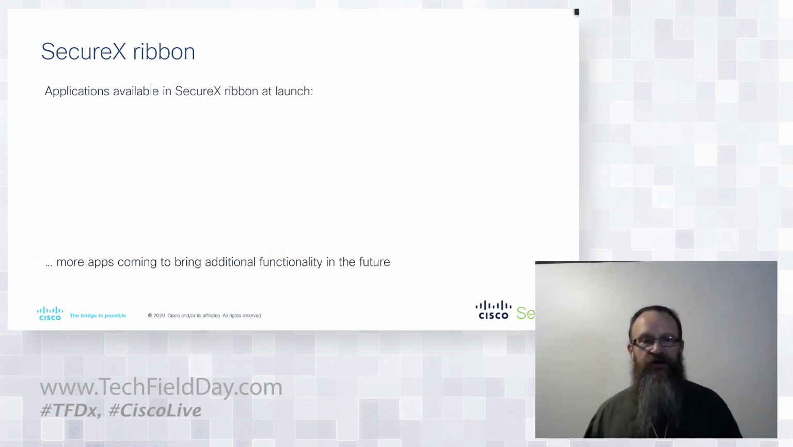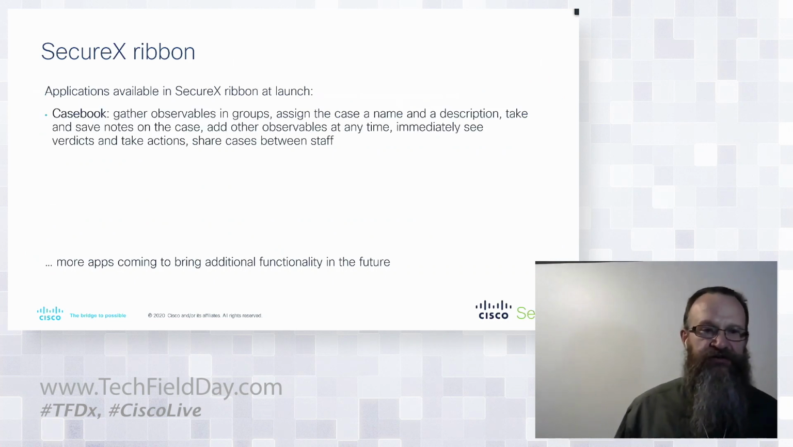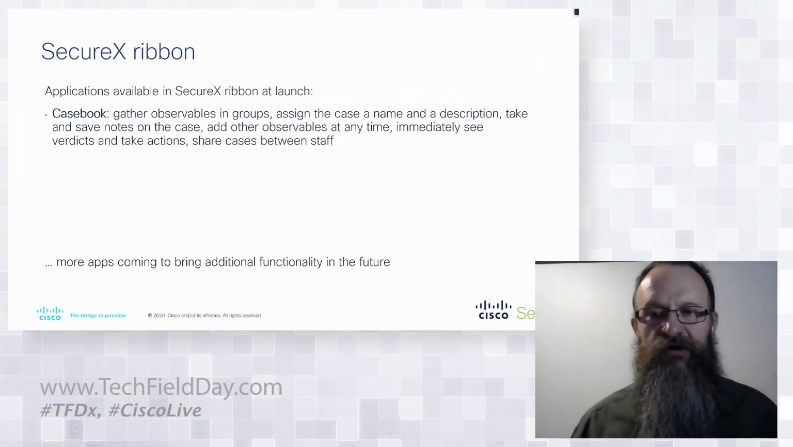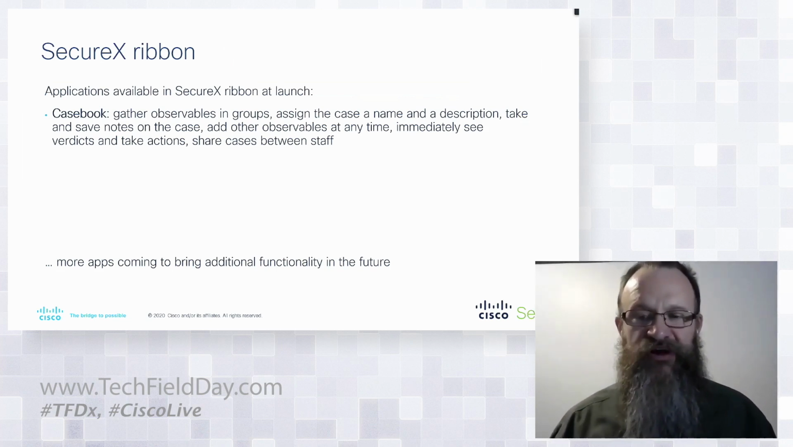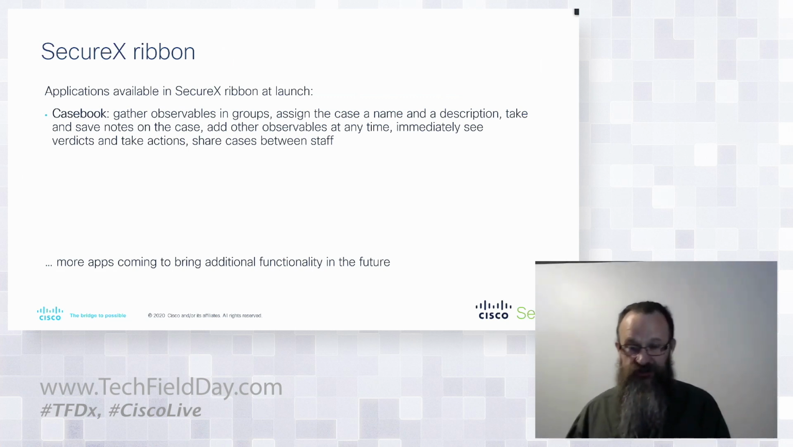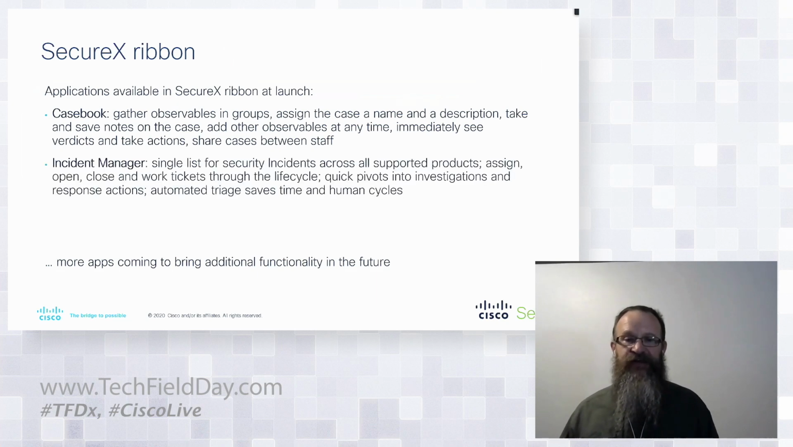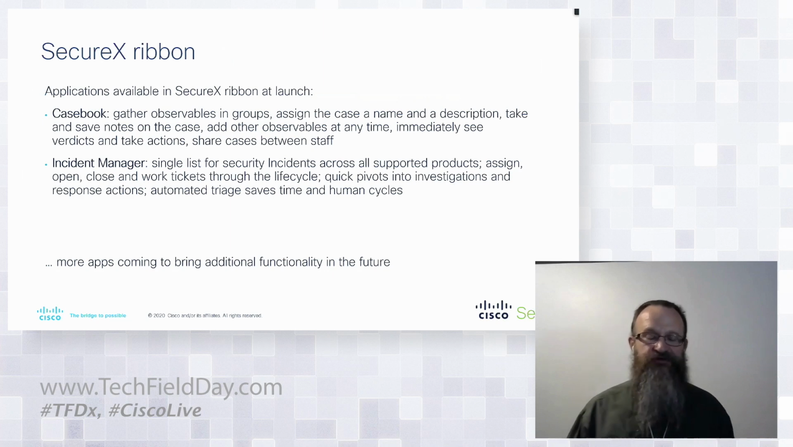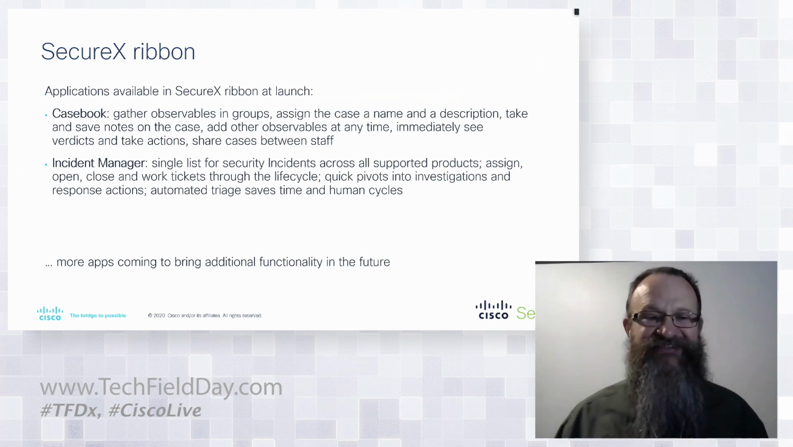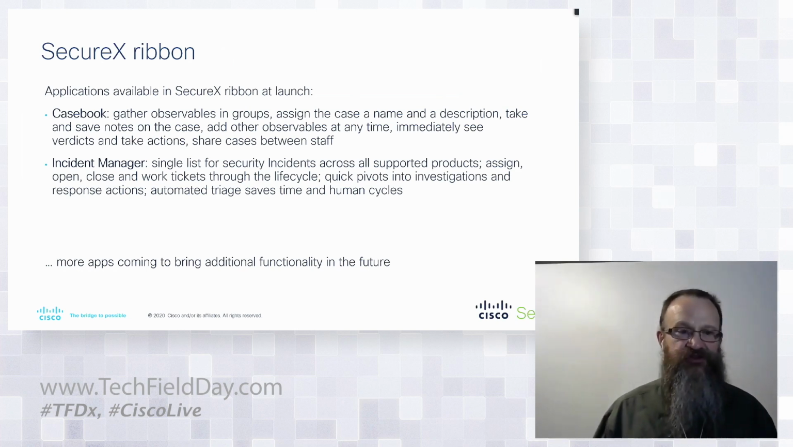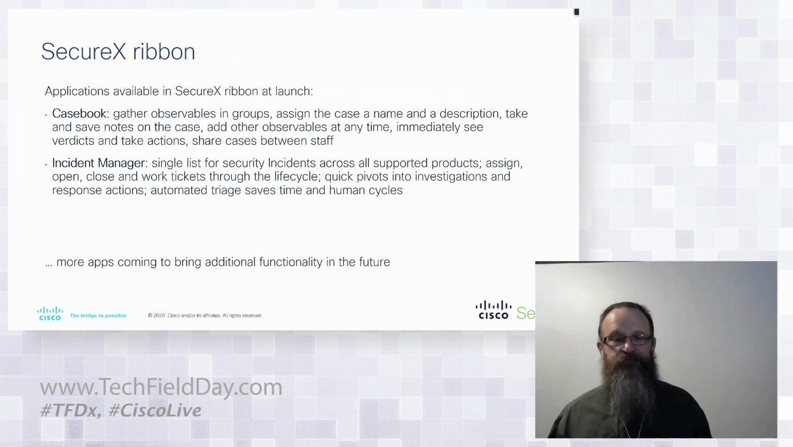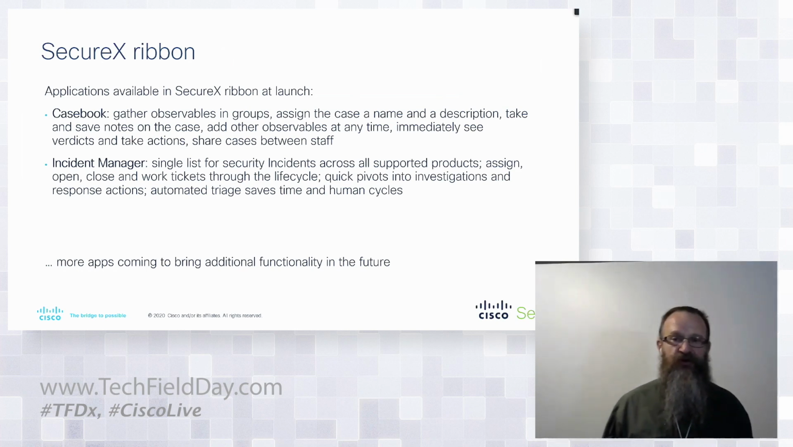Good question. Yep. The applications that are going to be in the ribbon at first launch at the end of this month: Casebook. If you're familiar with Threat Response, you're familiar with the Casebook application. It's available via the Casebook widget in Threat Response and in the other Threat Response capable Cisco products. It's also available as a browser plugin. That is going to be a ribbon hosted application. The Incident Manager. Again, this is from Threat Response. You may be already using it, but you'll have access to that tool and to its functionality via the ribbon from any SecureX capable Cisco security products.